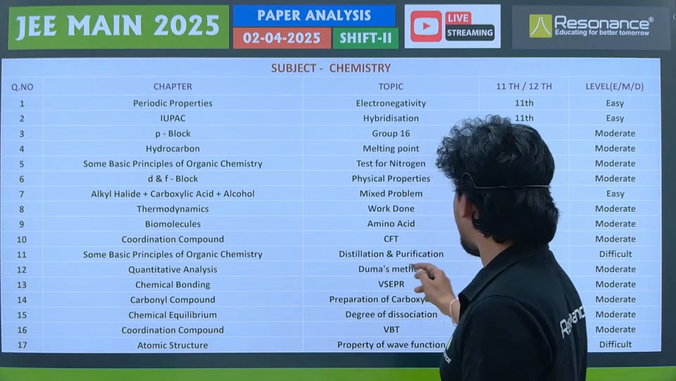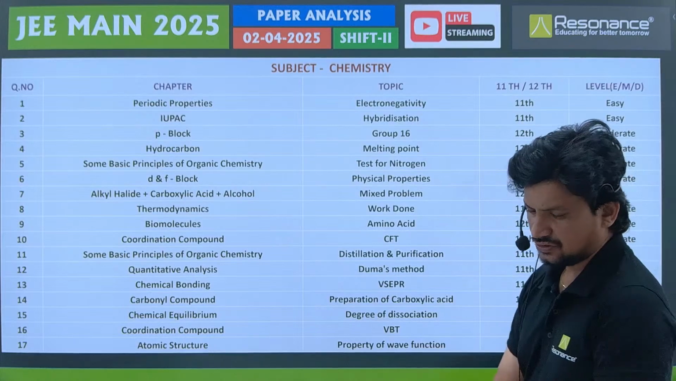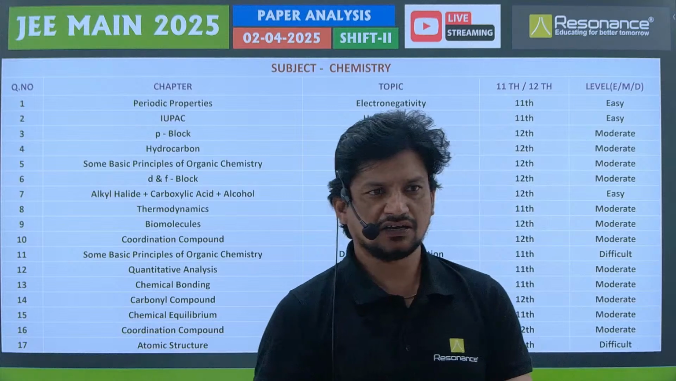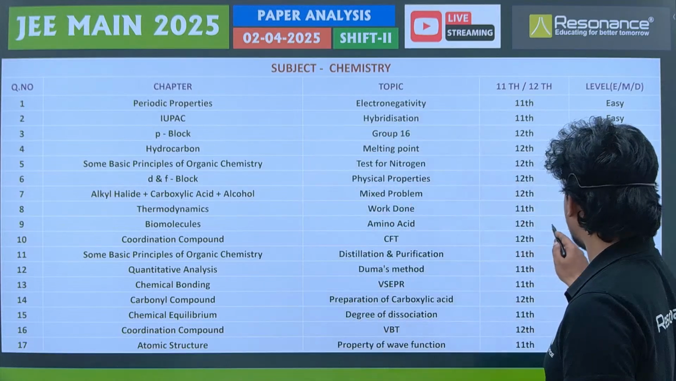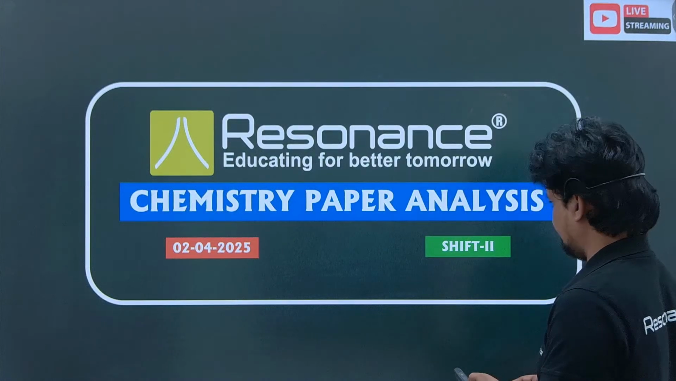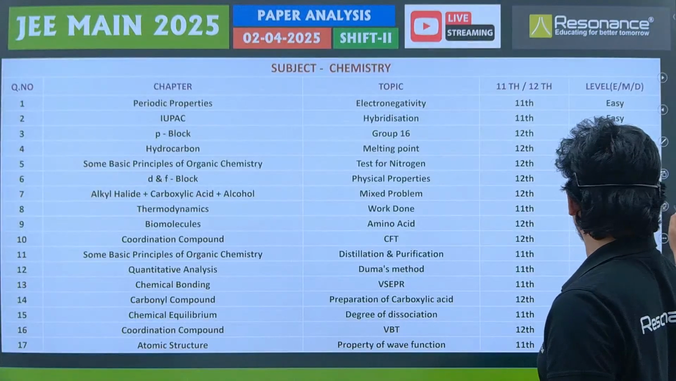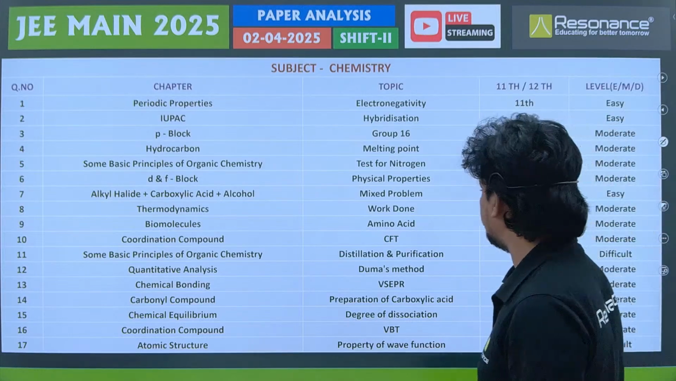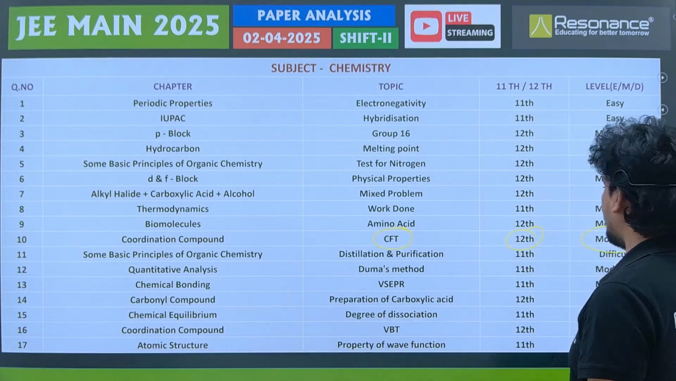Coordination compounds, they asked a question from the crystal field theory, CFT. They gave the coordination number 6. They asked to calculate the CFSE. CFT is a topic from 12th. So moderate, we can say.